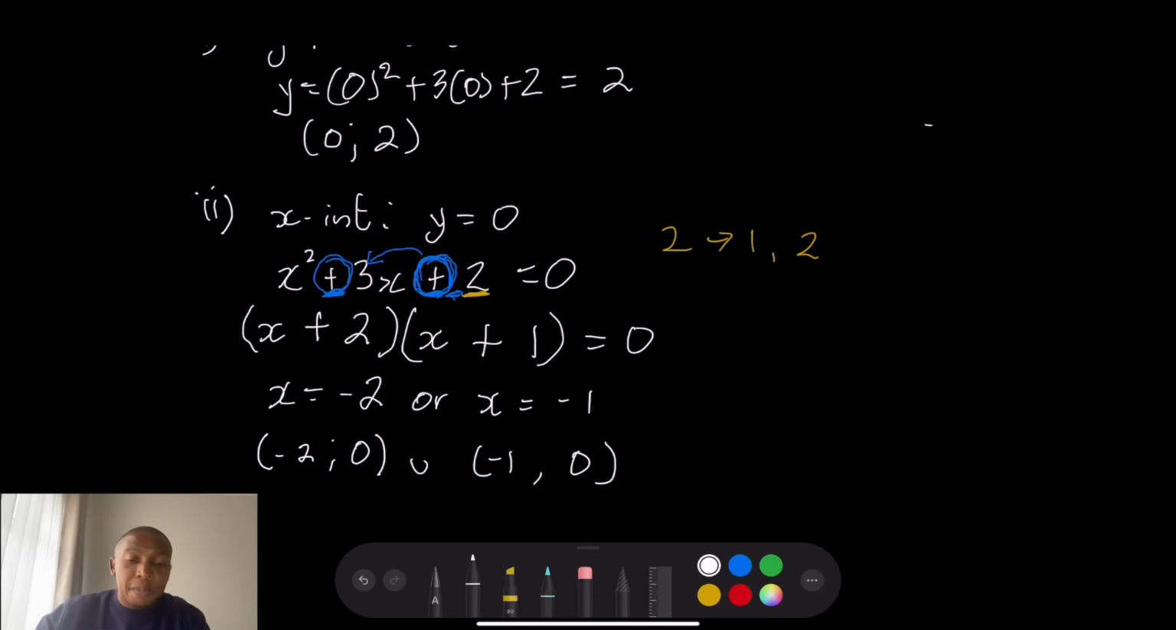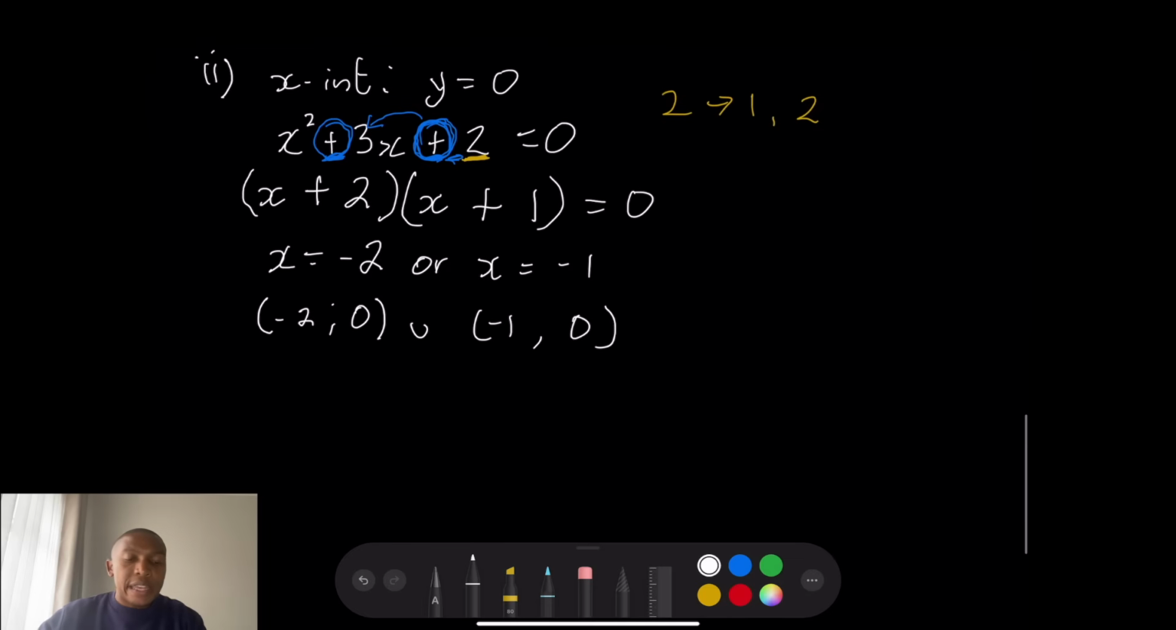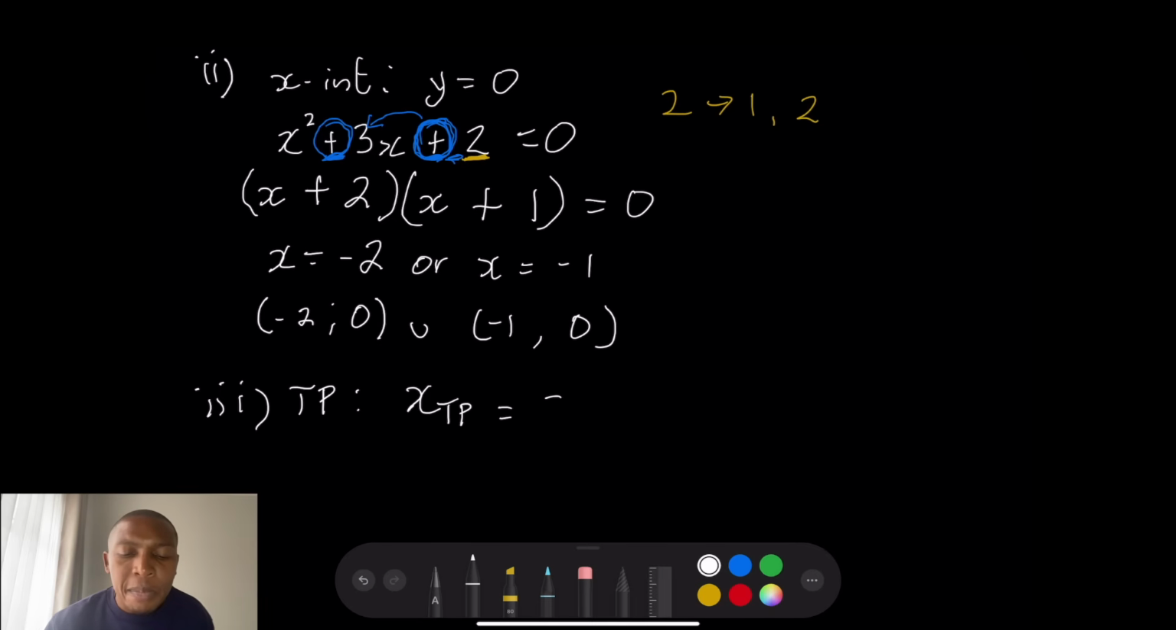I hope that you understood the part about factorization. And then the third thing that I'm going to do is look for the turning point. When we've done calculus, obviously we'll come back to this, but how do I get the turning point before we get to the part where we do calculus? When you find the x value of the turning point, please listen carefully. The x value of the turning point will always be minus b divided by 2a.